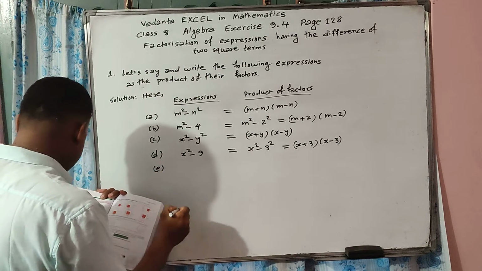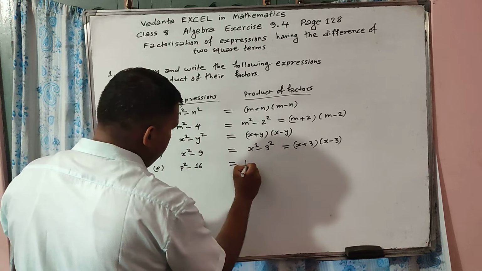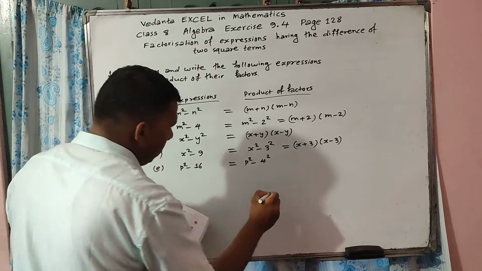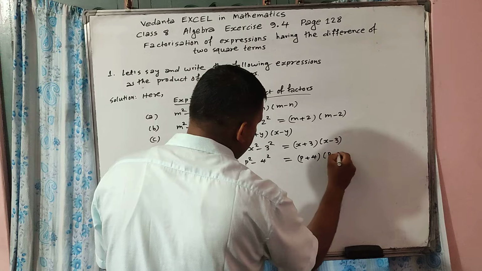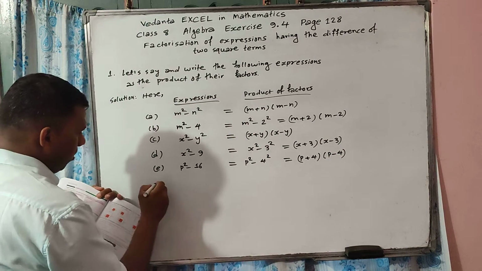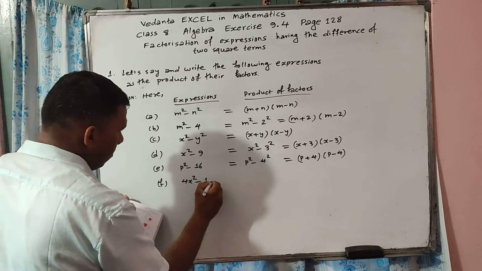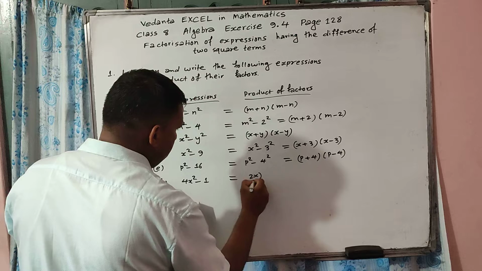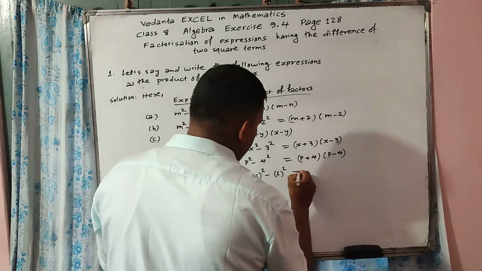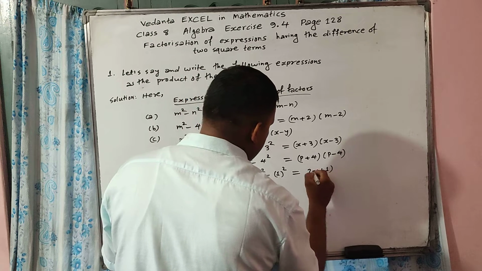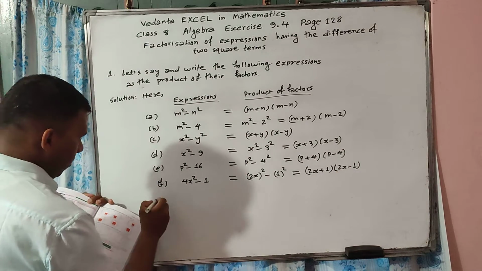On E we have p square minus 16. This is equal to p square minus 4 square. Equal to p plus 4, p minus 4. On F, 4x square minus 1 is equal to 2x whole square minus 1 whole square. That is 2x plus 1, 2x minus 1.